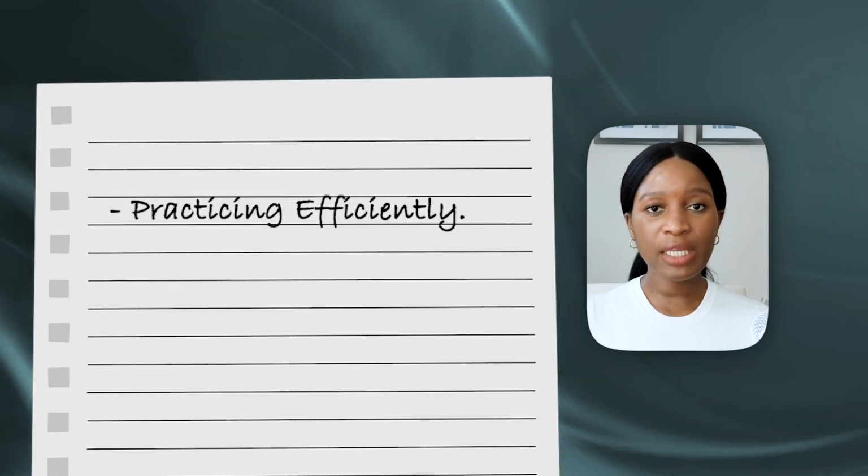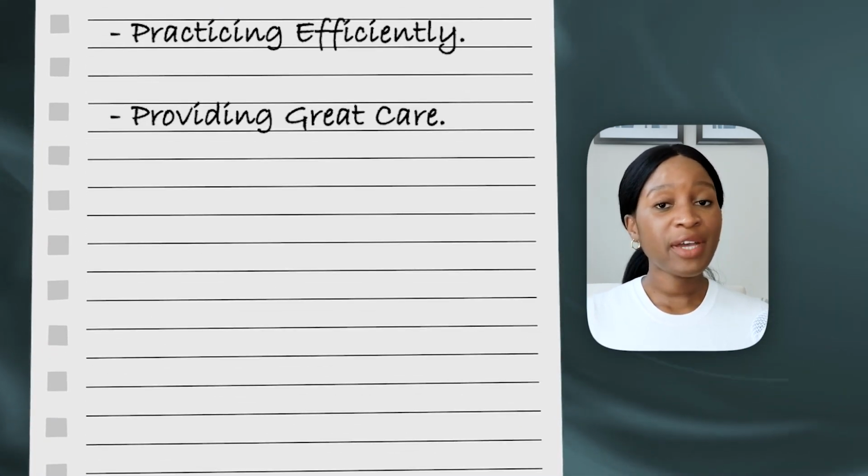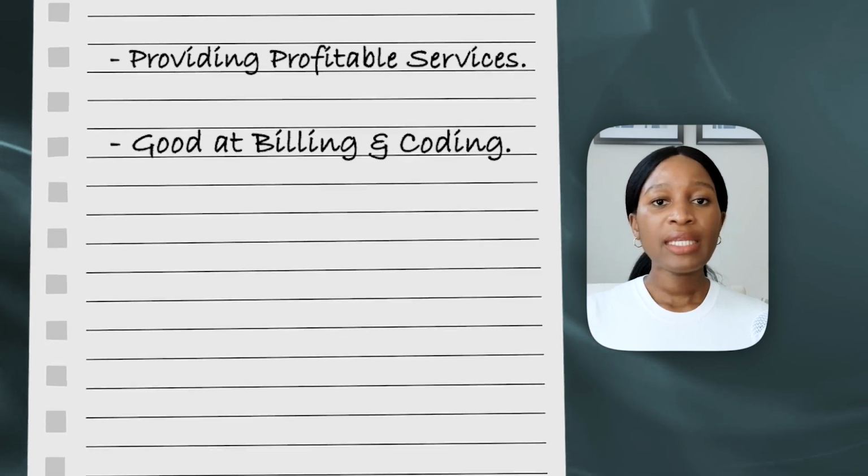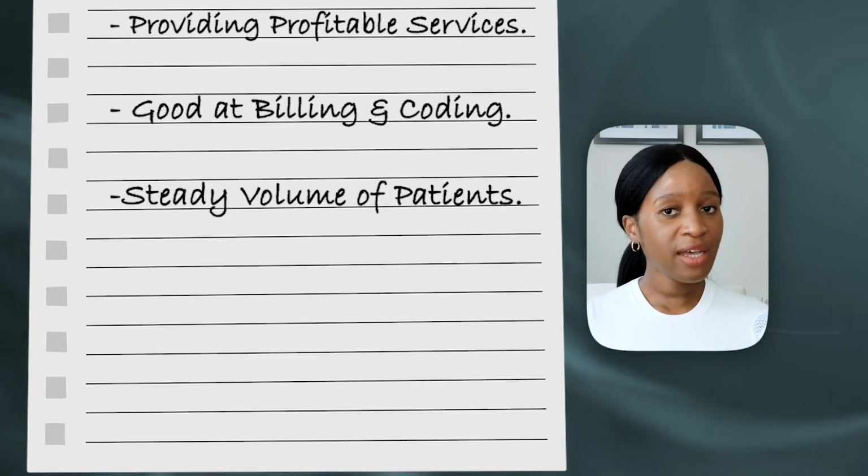And you can reach your compensation goals by practicing efficiently, providing great care to your patients, providing profitable services to your patients, getting really good at billing and coding, and keeping a steady, not necessarily high, volume of patients. And these are some of the core strategies that I used myself to reach my goal. And as you can see, there's nothing fancy or special about these strategies. You're not creating a new system. You simply have to learn and master the basics of RVU production and dial them up where you see fit in order to reach your goals.